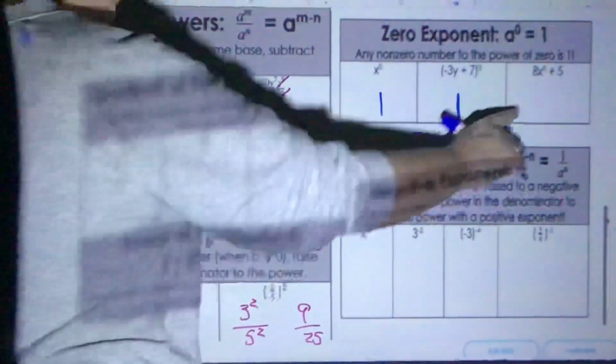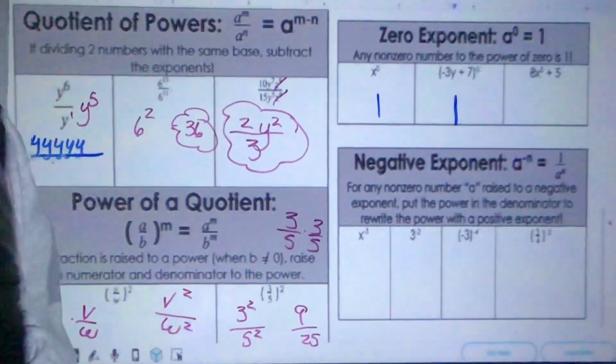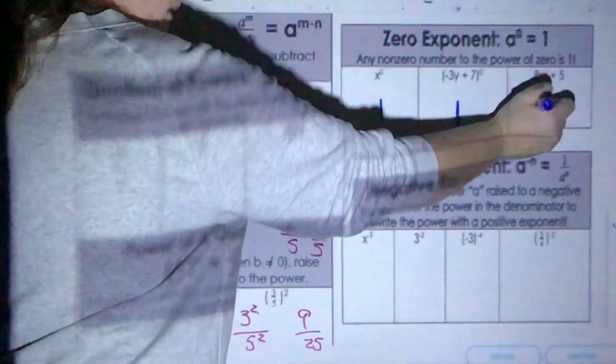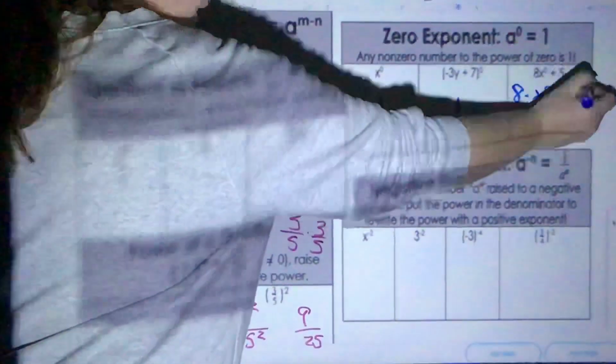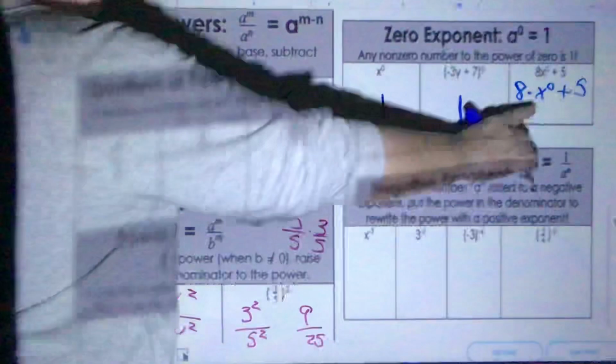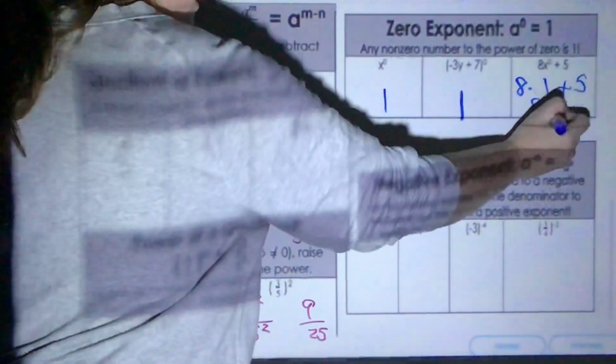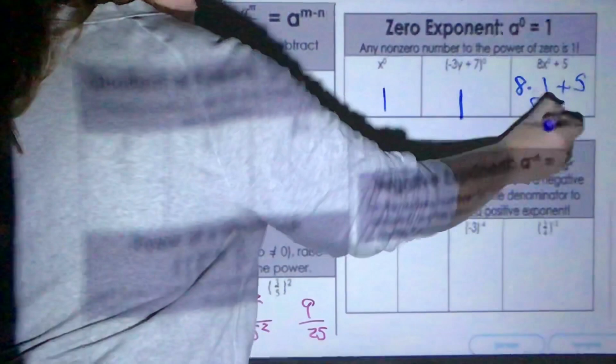And then for the last one, the 0 is only attached to the x because there's no parentheses there. So we have 8 times x to the 0 plus 5. X to the 0 becomes 1. And now if we do PEMDAS, 8 times 1 is 8, plus 5 gives us 13.